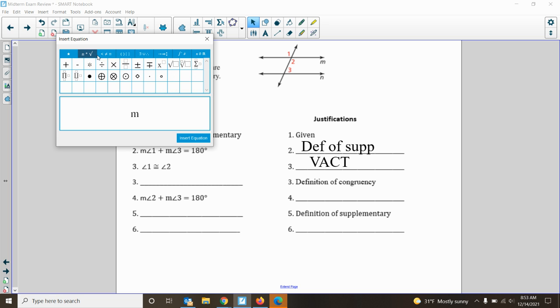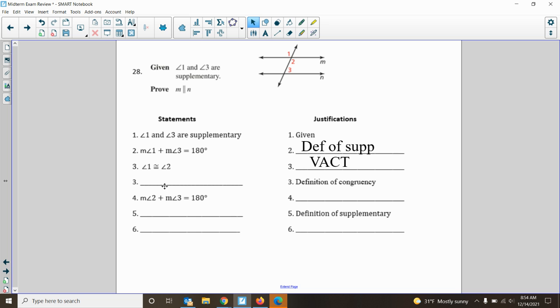Do I have an angle symbol? Looks like no. It's okay. I'll just do a less than sign. So I'll say measure of angle 1 equals measure of angle 2. I know those are less than signs, but it's supposed to be angle signs, but you get the idea. Okay, measure angle 1 equals measure angle 2.